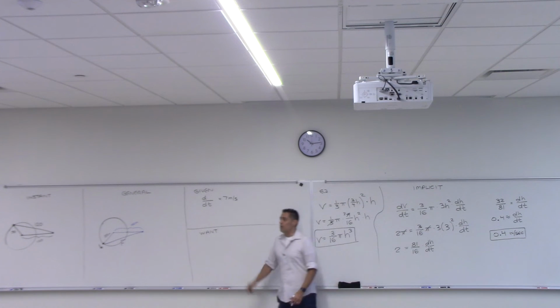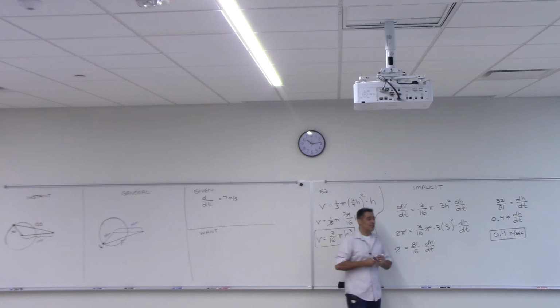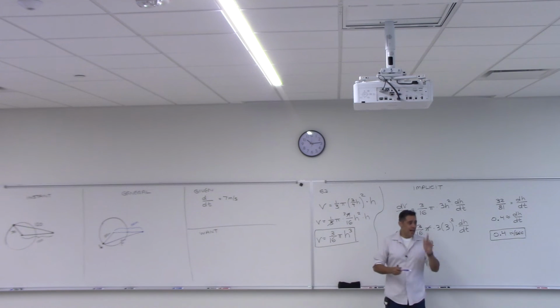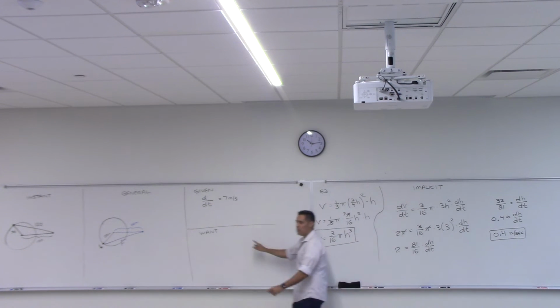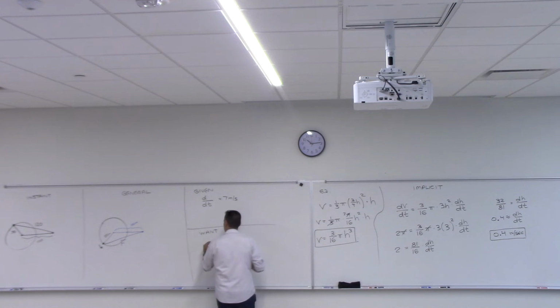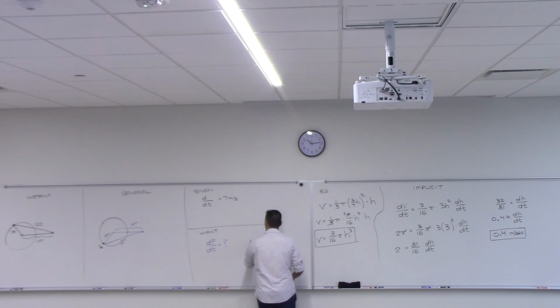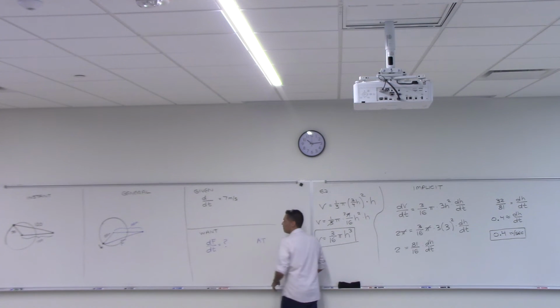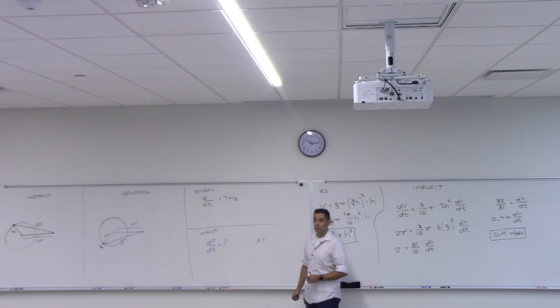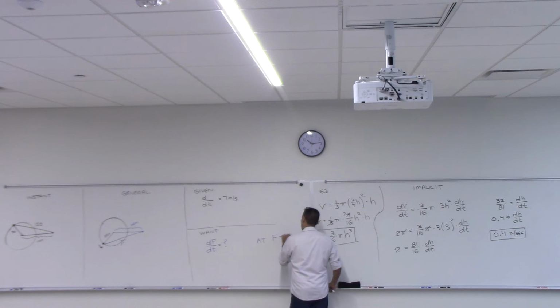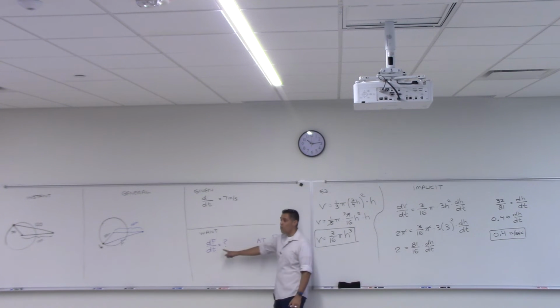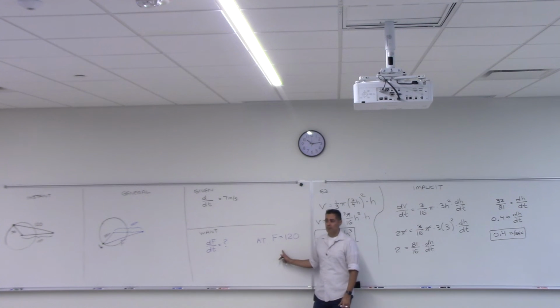I do want to know how fast that distance is changing. That I think I can put on what I want. I want df/dt, and I want that at what moment? When F is 120. So I know what I want, and I know when I want it.